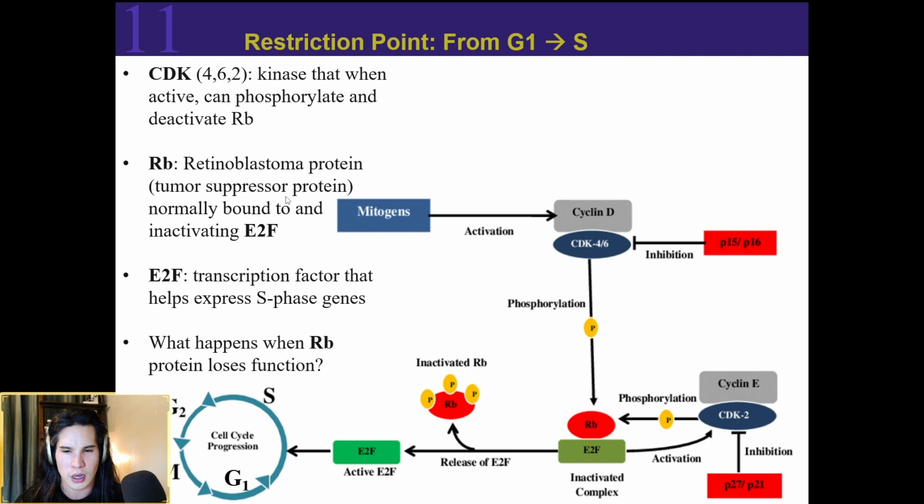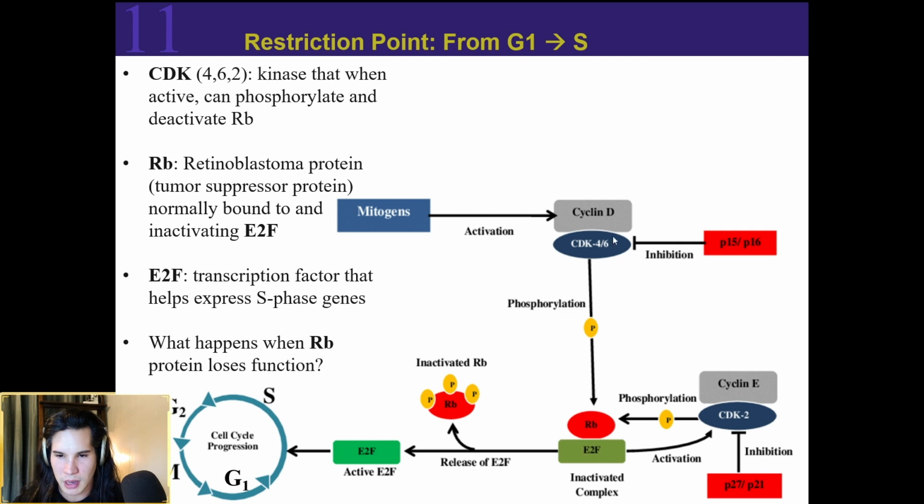So we're going to go over a few of the things that would affect the transition between G1 and S. Just as a review, CDK is a cyclin-dependent kinase. It's a kinase that, when active, will phosphorylate and potentially deactivate RB. RB is retinoblastoma protein, otherwise known as tumor suppressor protein. And normally this protein is going to be bound to an inactivating E2F.